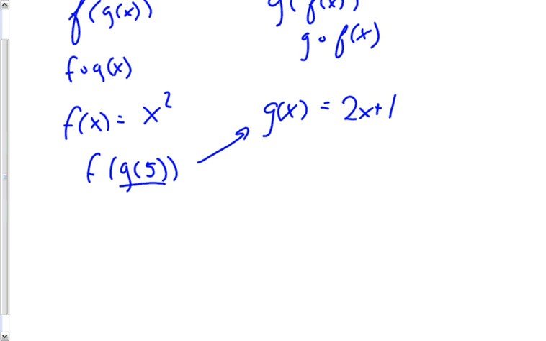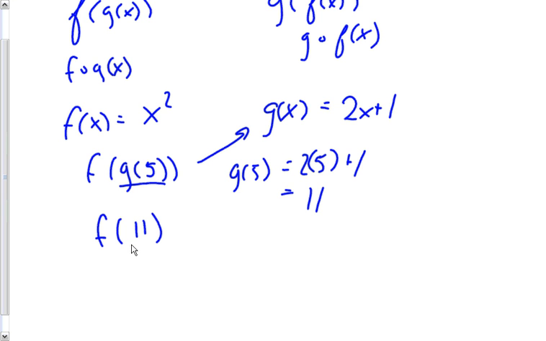So I go to my g function. g of 5 is 2 times 5 plus 1, which is 10 plus 1, which is 11. I can replace g of 5 with 11. Now I need f of 11. f of 11 means plugging 11 into x squared, so it's 11 squared, which is 121. My final answer is 121. f of g of 5 is 121.